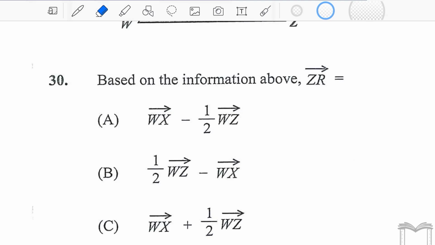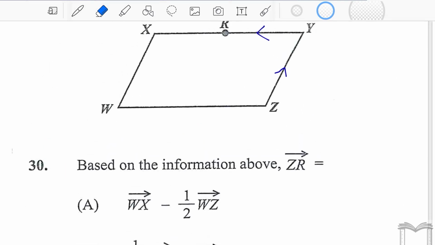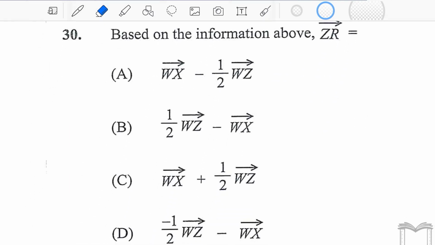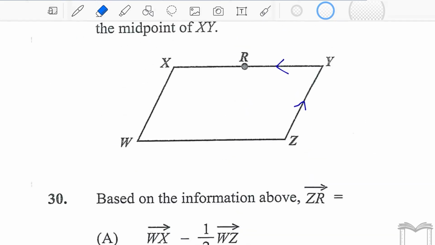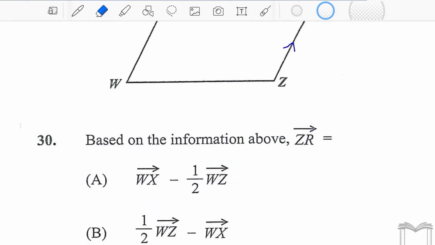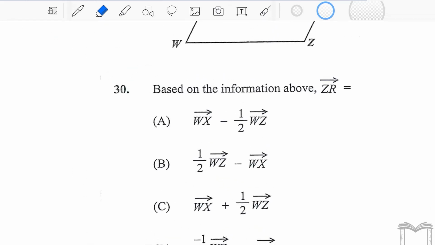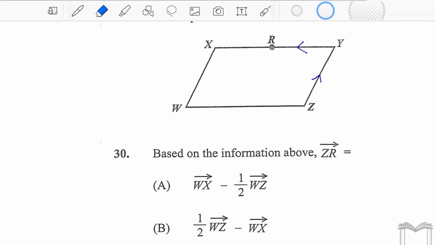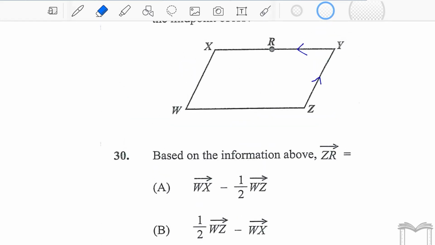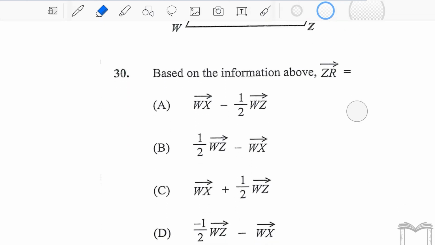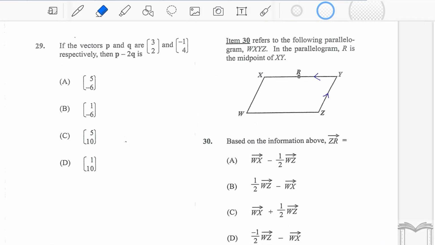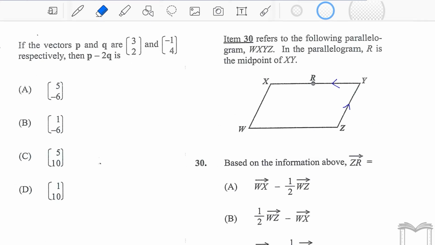However, if we look at the answers below, we are not seeing ZY as a part of any of the answers, or we are not seeing YR or even YX as part of the answer. So it means that we have to find another way to get from Z to R, or another way to write the vector ZR. So let me mention some things before we go into that, before we find the answer.